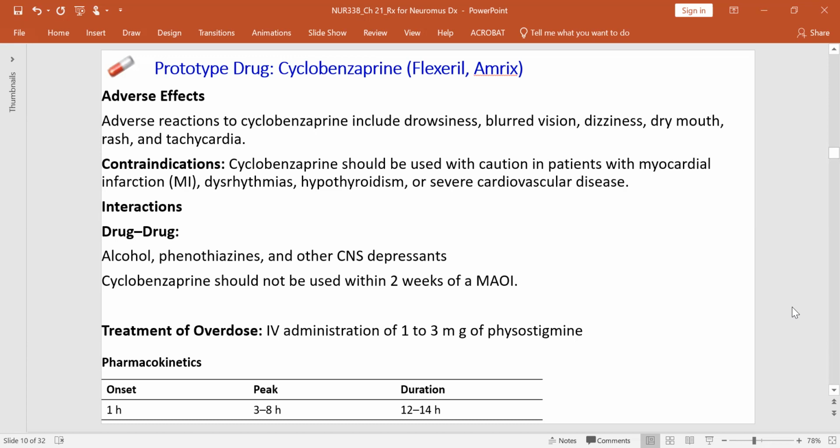So alcohol, phenothiazines, and other CNS depressants may cause additive sedation. The patient becomes more sedated when we add any of these medications or agents to cyclobenzaprine, or when they are given concurrently with it. Cyclobenzaprine should not be used within 2 weeks of MAO inhibitor or monoamine oxidase inhibitor therapy, because that may lead to hyperthyroidic crises, hyperthermia, and convulsions as well.